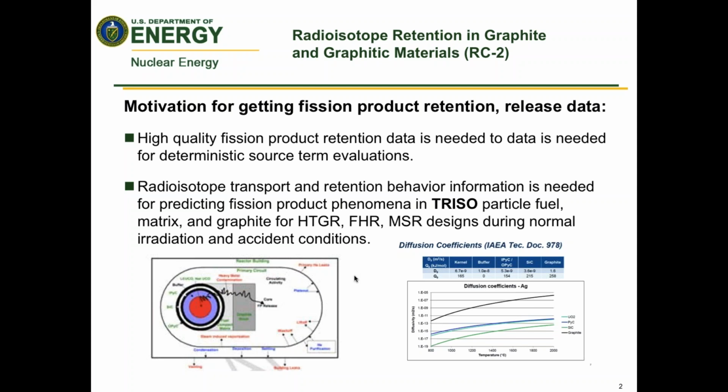I show here a famous pill diagram that shows how radioisotopes go through TRISO kernels, through the matrix, through the graphite, and into the gas, for instance, in a gas-cooled reactor. The diffusion coefficients that we have in the past are not adequate for the modeling that we now see in AGR 1 and 2 test examples.